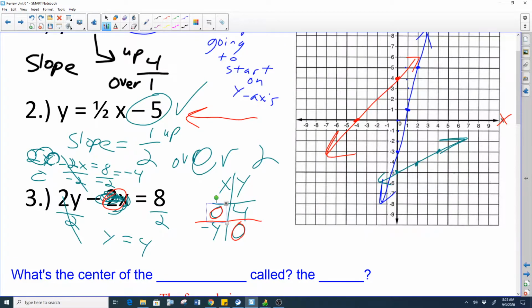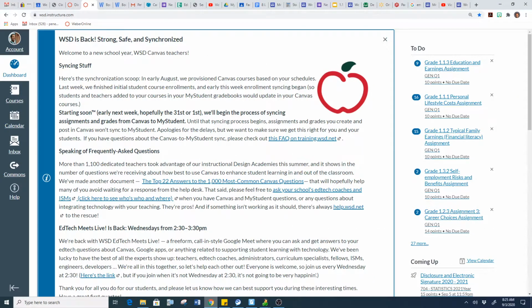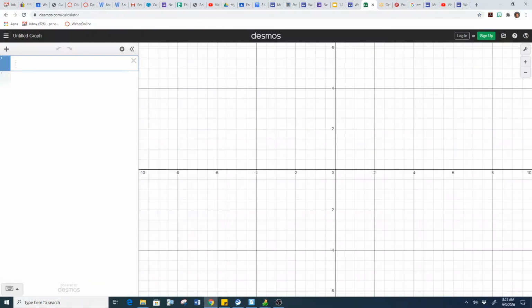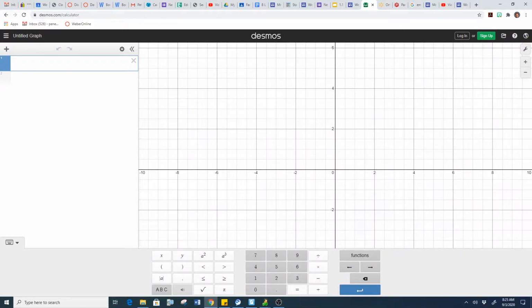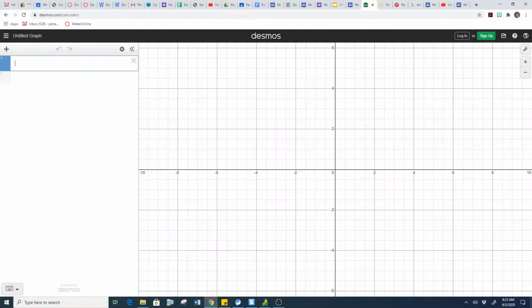Can I show you how to use Desmos real quick? I've embedded Desmos into the Canvas website, which is going to be sick. So let me show that to you right now. So let's do 1/2 x minus 5. We're going to go to Desmos. There's Desmos. Now the keyboard should already be up, but if it's not, look for it. You need that. Here it is down here in the bottom left. That's the wrong keyboard. Oh, there it is.